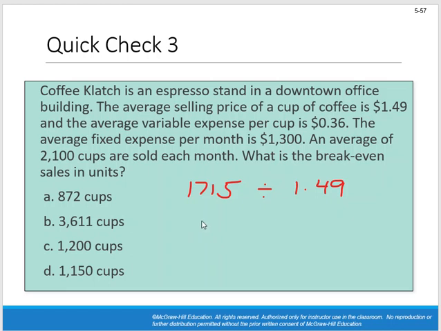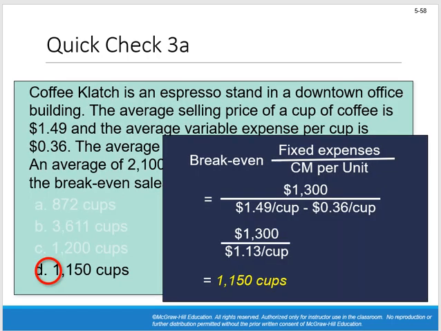Or you could do the way I just did, which I took fixed divided by our CM per unit. And either way, you should still come up with, go ahead and pause if you need a minute to work your math. Should come up with D, 1,150 cups, and some decimals, but 1,150 would be the closest number. Did everybody do okay on those?